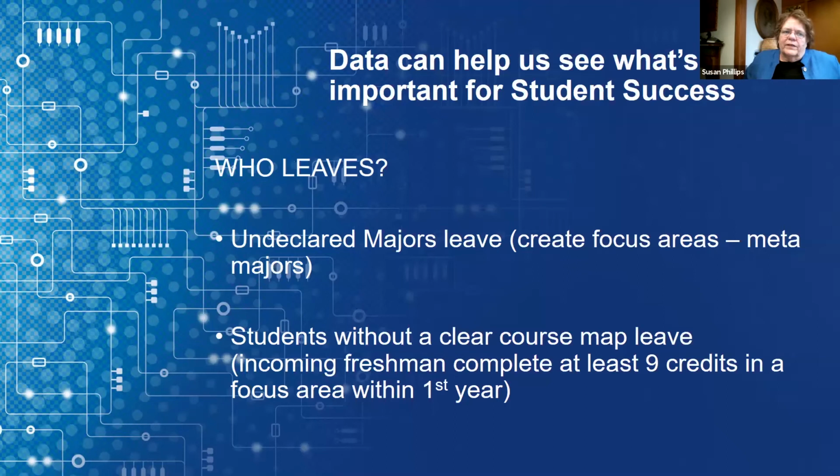so what we can do with information. What do we find out about who leaves? Well, we find out that undeclared majors leave. Then we can create a focus area, meta majors, so that it's a cluster rather than a specific major. Students leave without a clear course map. You could have incoming freshmen complete credits in a focus area. Those are examples of where you could take a question that you've asked. We want to know who leaves. And once we learn who leaves, we then look at ways in which we could design something that would help us with that particular problem.